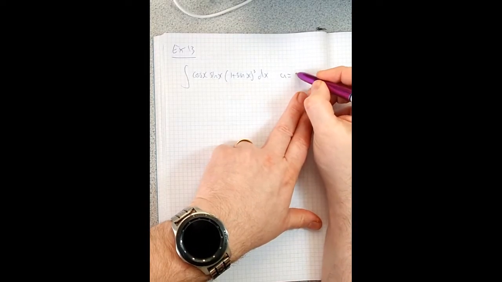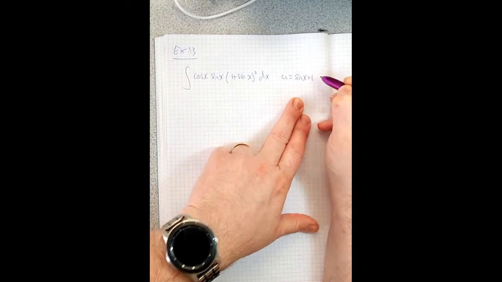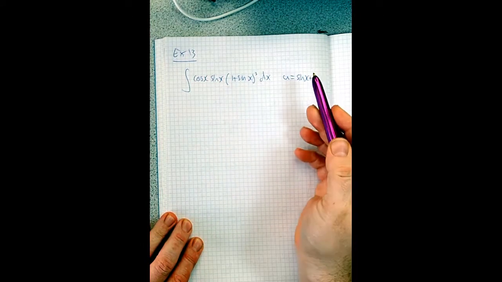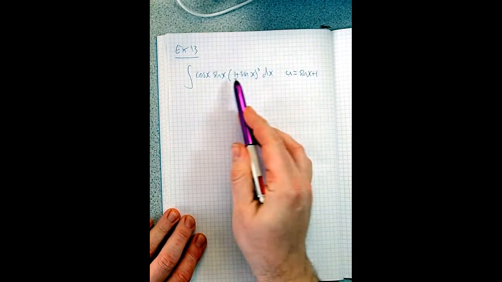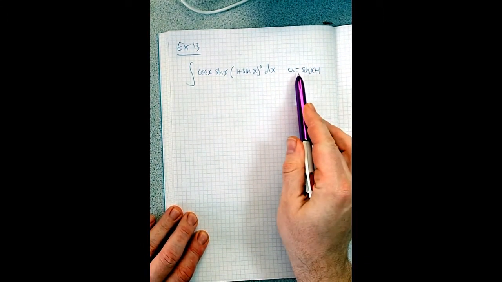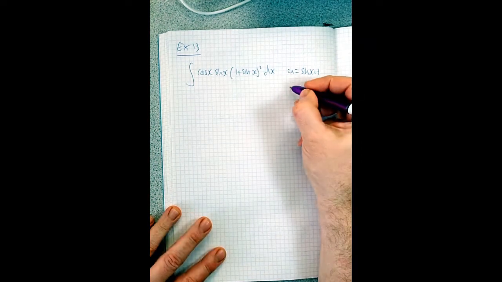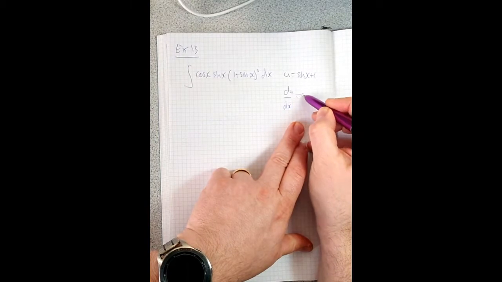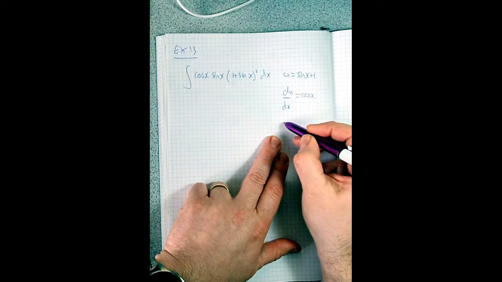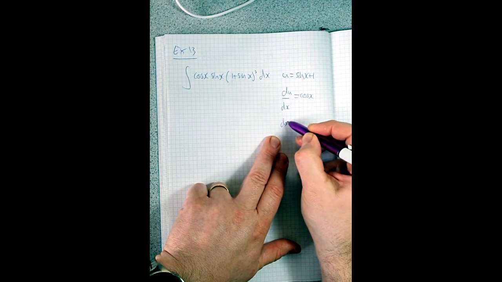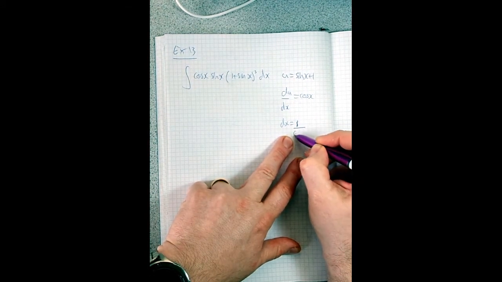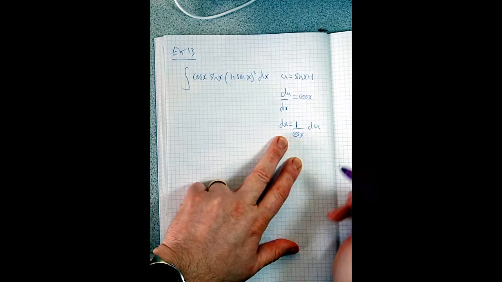So if u is sine x plus 1, well, I can see straight away that's going to turn into u cubed, which will be easier to integrate. I can see that my sine x will probably be u minus 1. If I differentiate, sine x differentiates to cos x, so of course dx is, I'll leave it as 1 over cos x du.